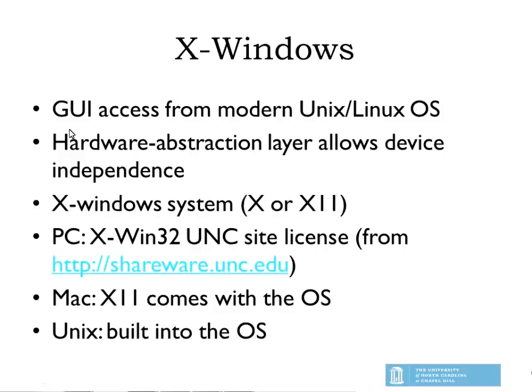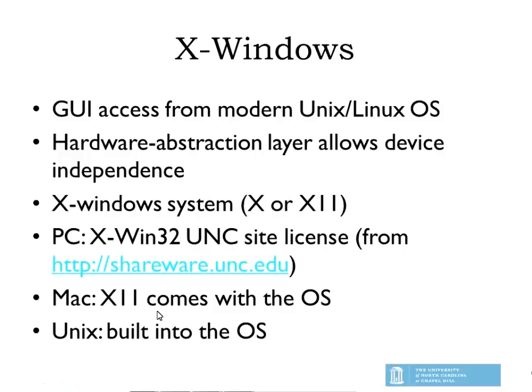So Xwindows program allows graphical user interface access for any Unix or modern Linux OS. And the thing to remember here is this program allows you to get sort of the same experience whether you're running the Xwindows from a Mac or from a PC or even from a different Linux system. UNC actually has a license for a program called Xwin32. You can download it from the shareware site. So this is a commercial program that is renewed each year. So you have to apply a license key. The instructions on installing that are available at the shareware site.